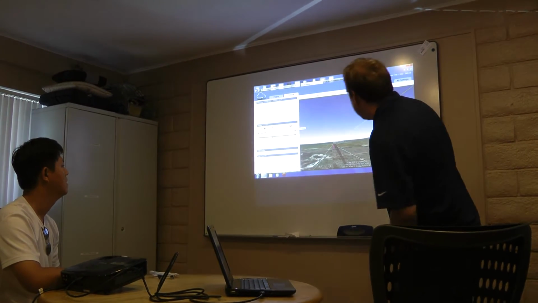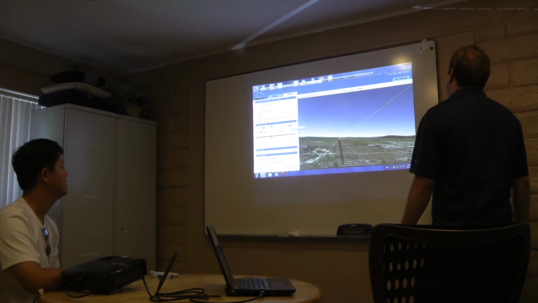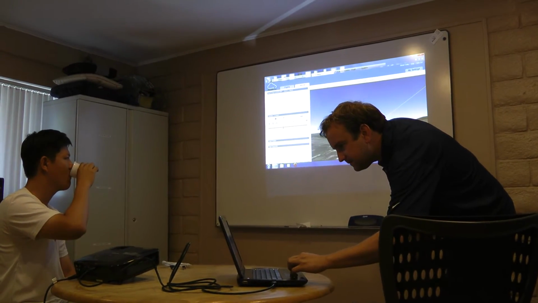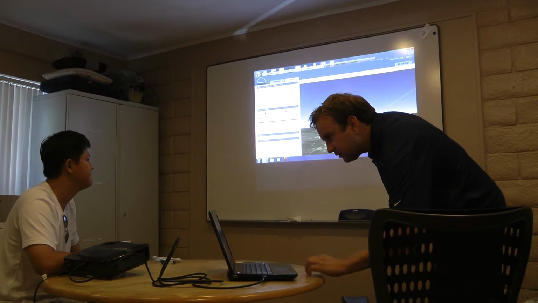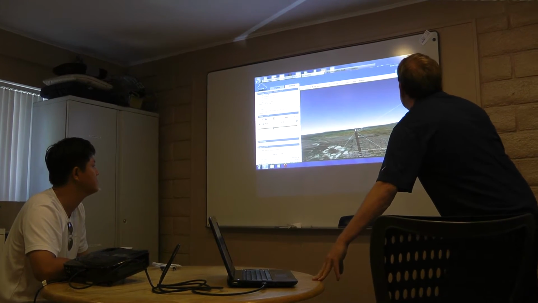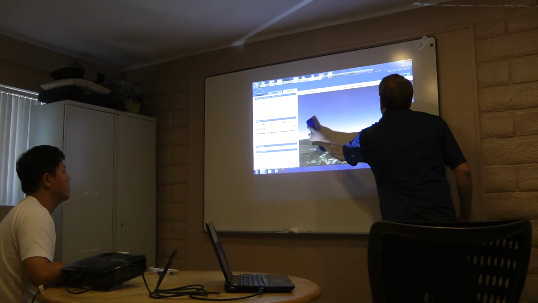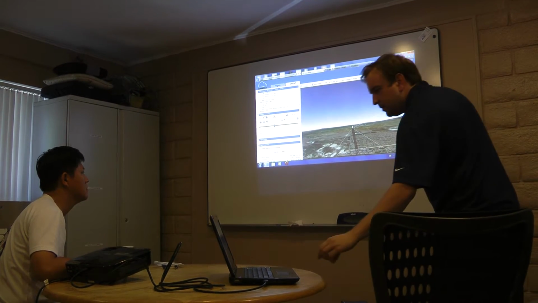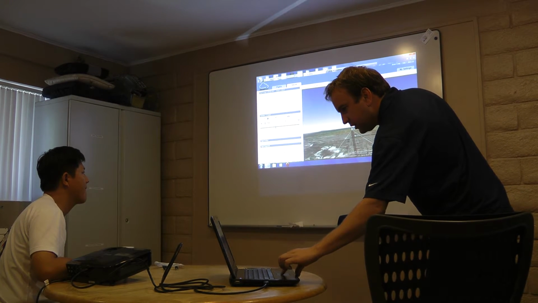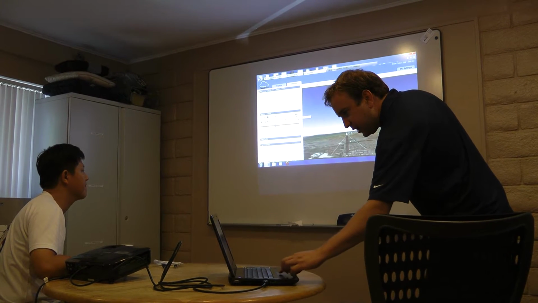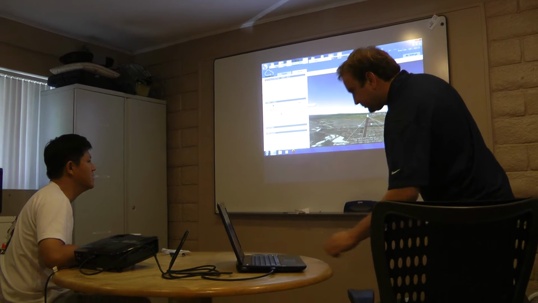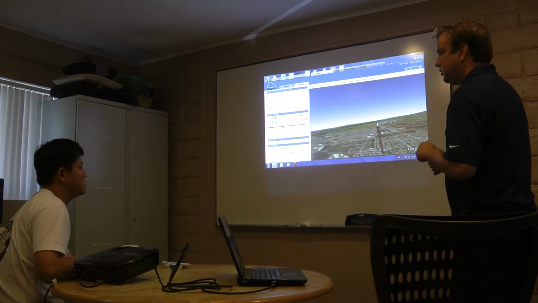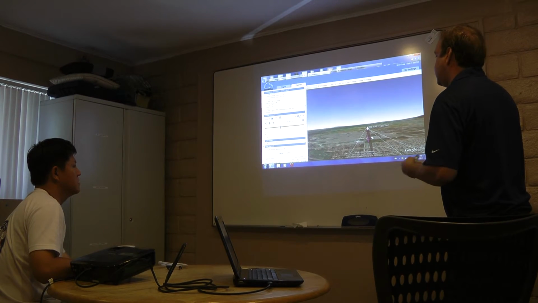Okay, so there it is. Right here, these are the limits of your localizer. Get this out of the way. So the whole localizer, right? What's the difference between localizer and ILS? We don't have the glide slope information. There's no glide slope information.